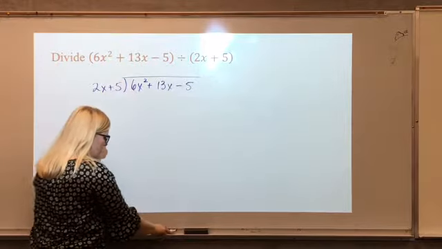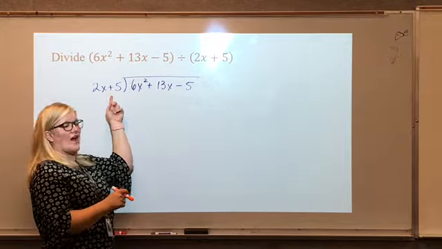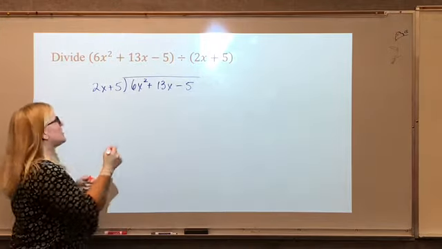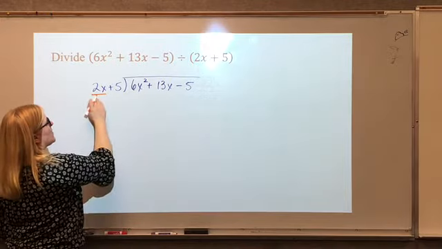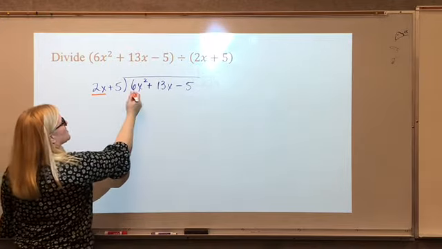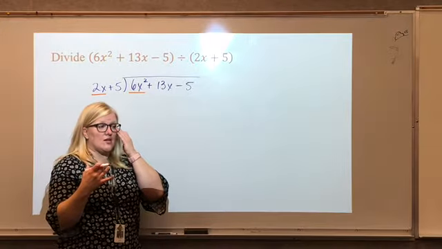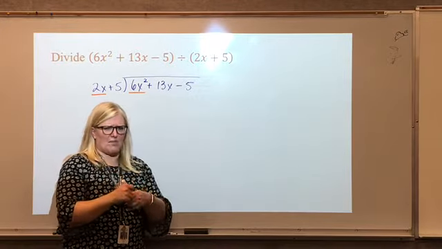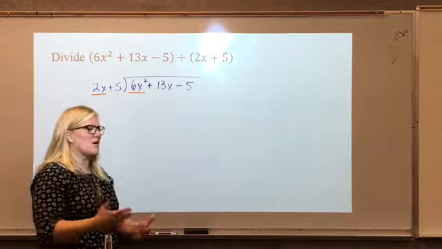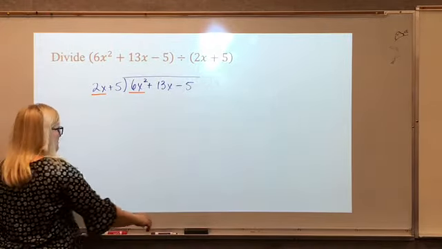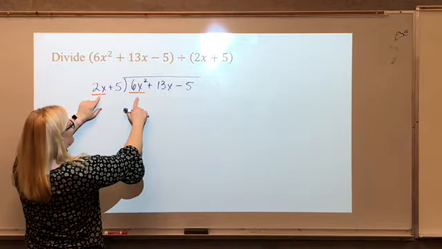All right, so the thing to remember with these, no matter how many terms you have over here, you're only going to look at this first one. And you're going to see how many times this goes into here. And I say how many times, I know that's not completely accurate. I'm going back to what I say when I'm doing long division with numbers, but I think you know what I mean. Okay, so 2x goes into 6x squared.